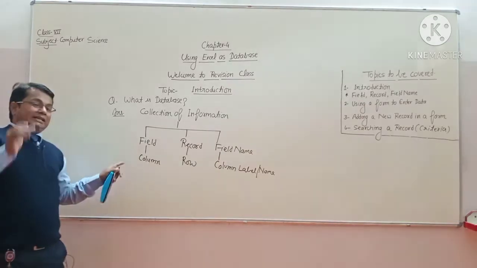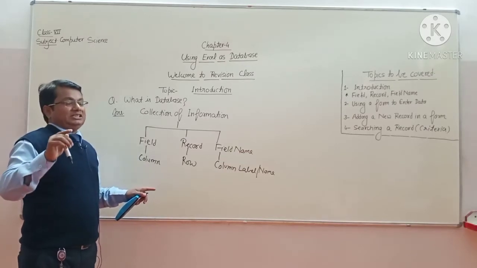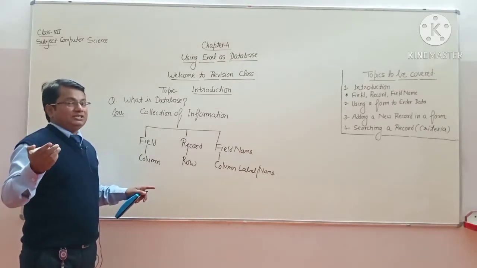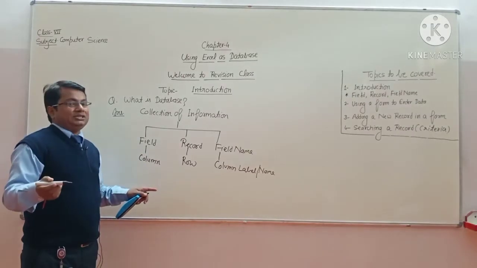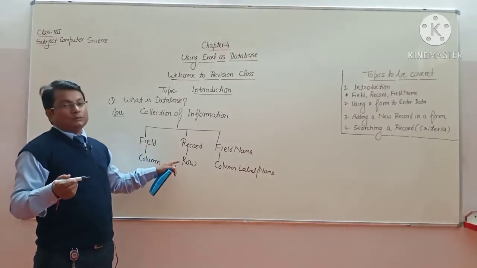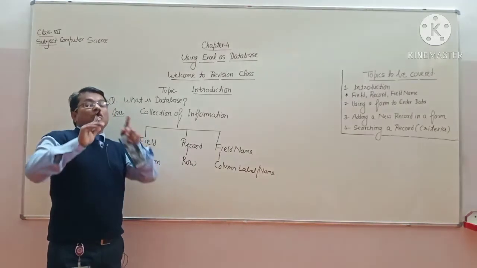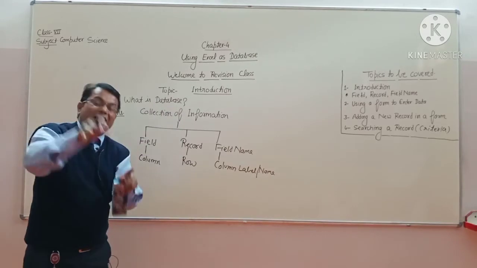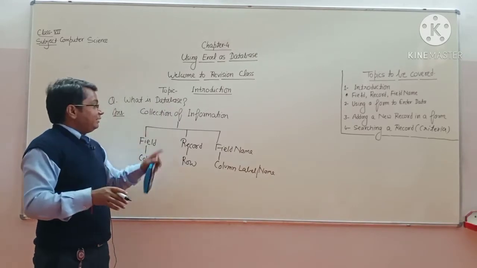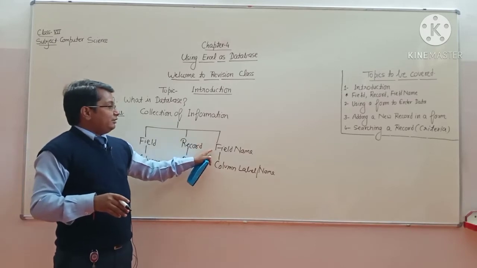If you talk about the field, you are asking about your column, and in a column only one type of data is there. Likewise, if name is there, you will write just text. It means one type of data is there. And second is record. If one particular student is there, the whole information about that student is in a particular row. Now, next one is field name.